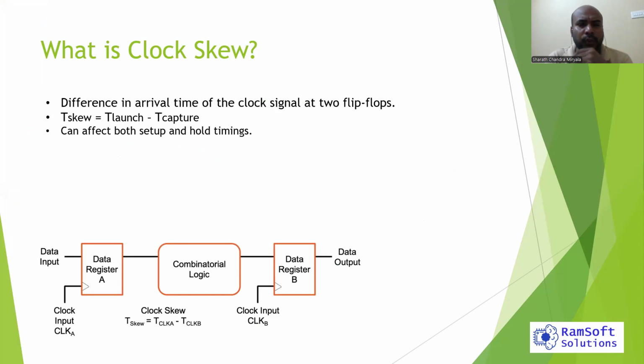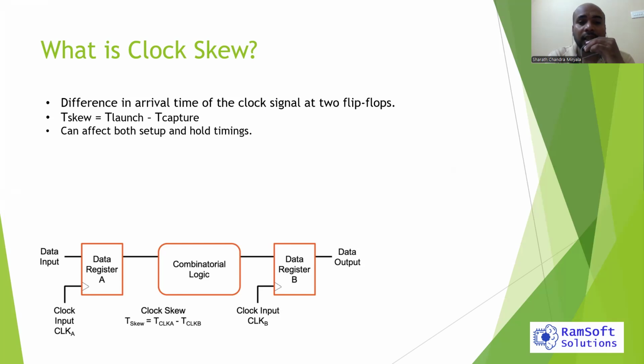What is skew? What is the basic definition of skew? Let us go through this picture. We have different flops in my design. Suppose there is a flop called A and a flop called B, and for both flops we are getting the signal from the same PLL, the same clock source. Whenever you get the signal from the same clock source, there will be some time difference between these two clock arrivals for sure.